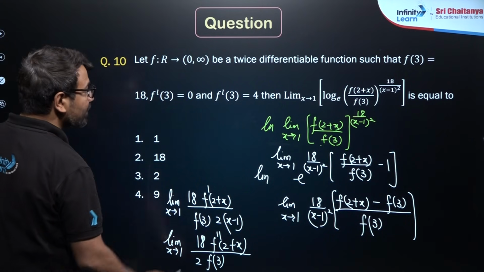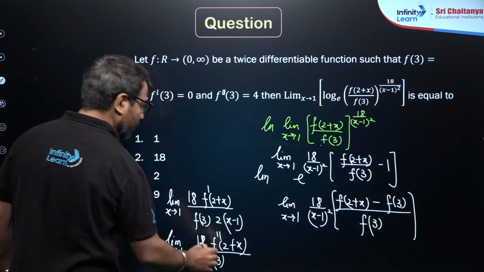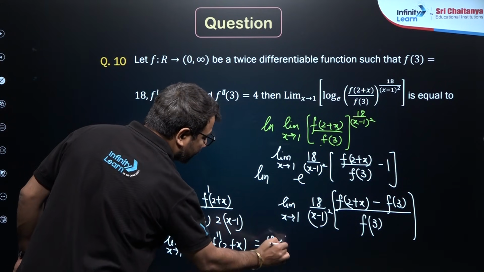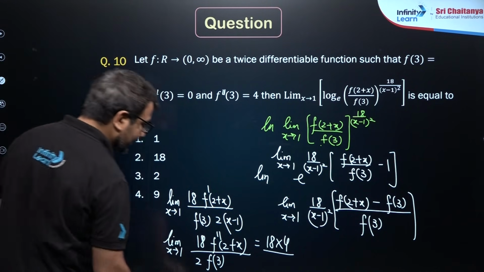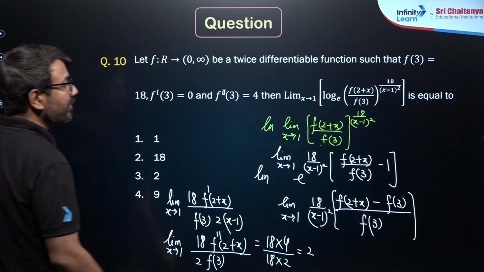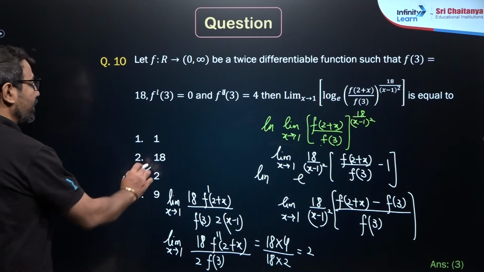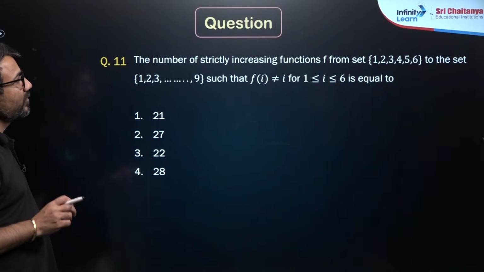Now if you replace x value 1, f double dash value is given to you as 4. So here you will have 18 into 4, and then whole divided by f of 3 value is 18, then you have 18 into 2. If you simplify it, you will be able to get the result that is given to us in the third option, that is 2. I hope you all are able to understand this question.